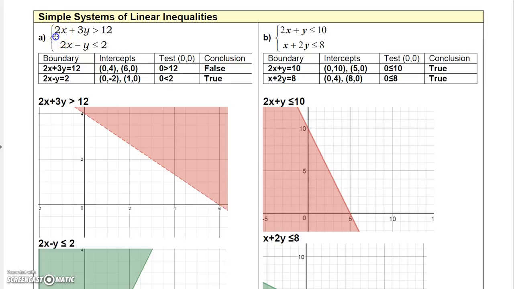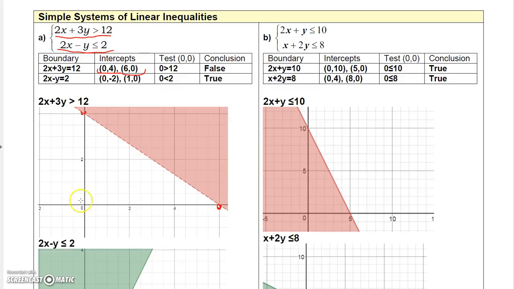Now what I'm going to do is graph each one of these inequalities just the same way I showed you in the previous steps. So for this one, the boundary would be 2x plus 3y equals 12. If you let x be 0, you get y equals 4. Let y equal 0, you get x equals 6. So the intercepts are (0, 4) and (6, 0). You'll notice that I made sure the line went through (0, 4) and (6, 0) here. And notice it's a broken line because up here I don't have the equal to.